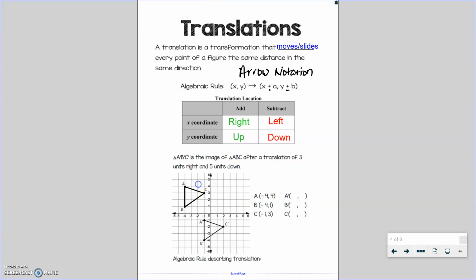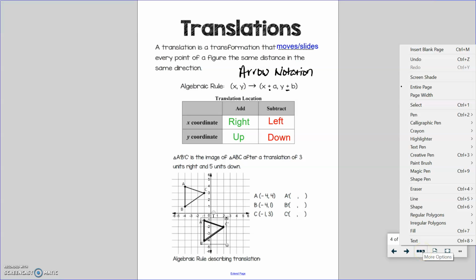So we're going to move, if it lets us, 1, 2, 3 units right, and then we're going to go 5 units down. 1, 2, 3, 4, 5. You notice once we have that translation, we end up in a new spot.